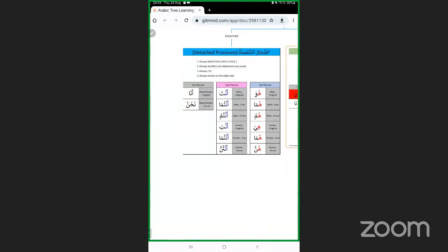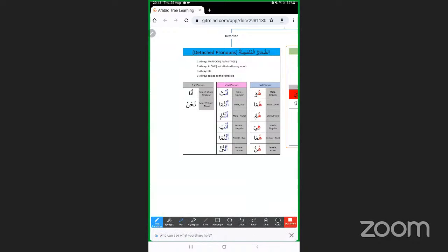Huwa, huma, hum, hiya, huma, hunna, anta, antuma, antum, anti, antuma, antunna, ana, nahnu. You have to find a repetitive pattern. What do you mean by pattern? Pattern means something which is repeating itself. Suppose if I make a design like this, the circles are repeating, so you will say that circles are repeating. That means this thing is a pattern. So find a pattern in this. Can anybody find something which is repeated?